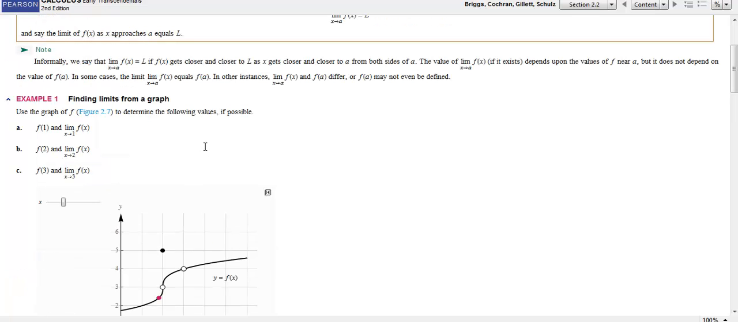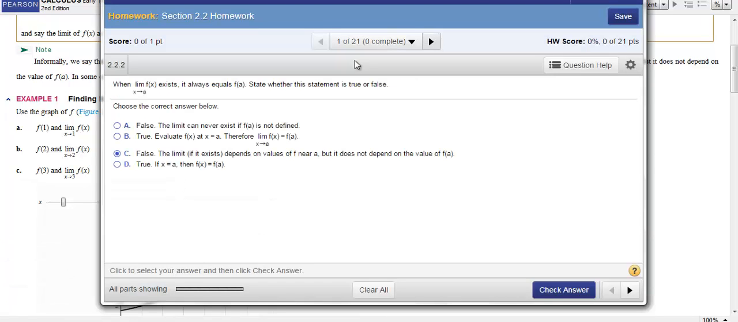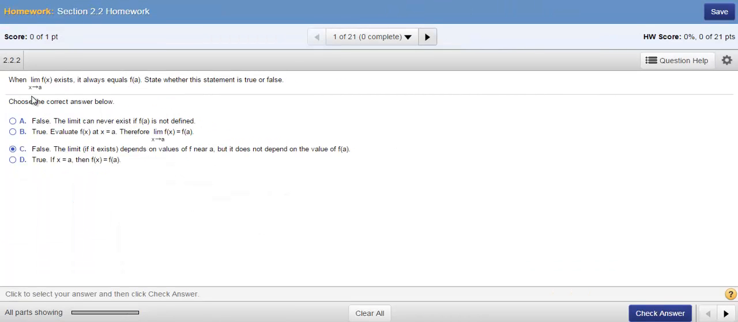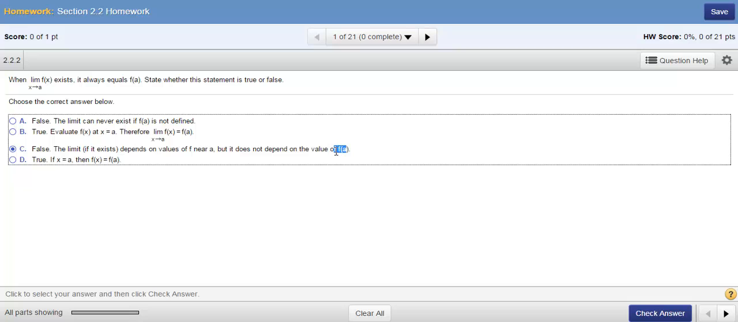So a lot of this idea of a limit is that we get near the number, but it doesn't matter whether the function's value actually equals it. It doesn't have to happen that way. So on that first question I saw, it said, when a limit exists, is it always equal to f of a? And the answer would be false. The limit, if it exists, depends on the values near a, but it doesn't depend on the value of the function at a. So remember, f of a represents the y value when x equals a. That's how I would read that.